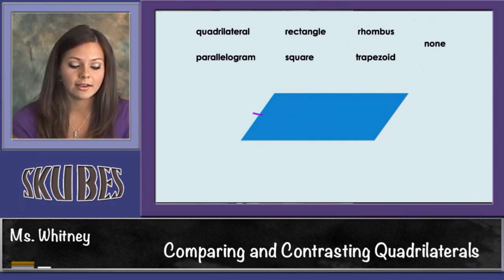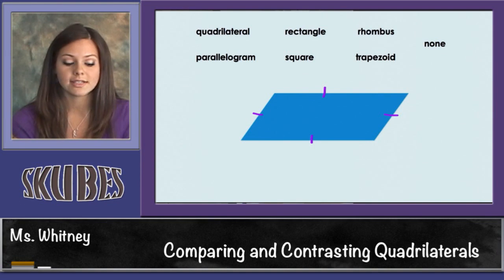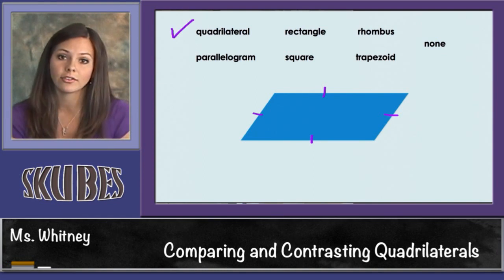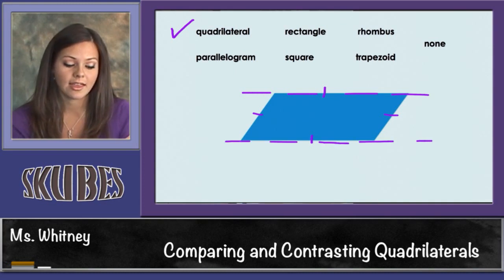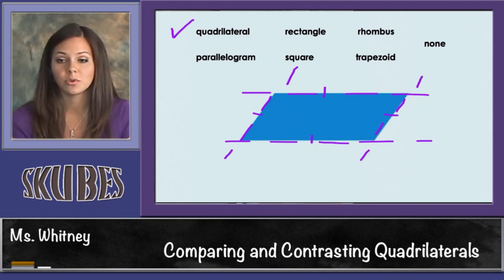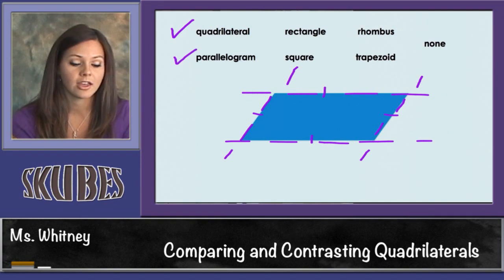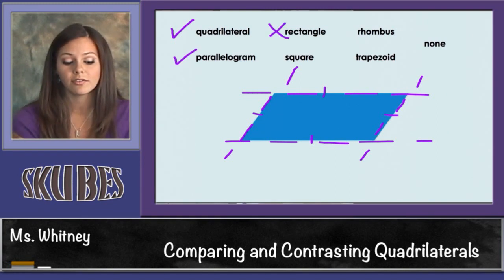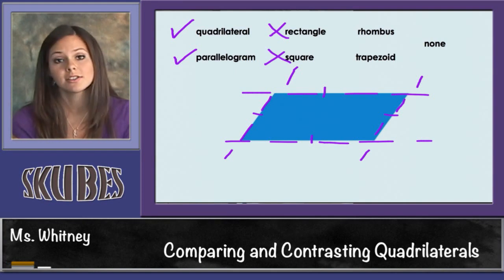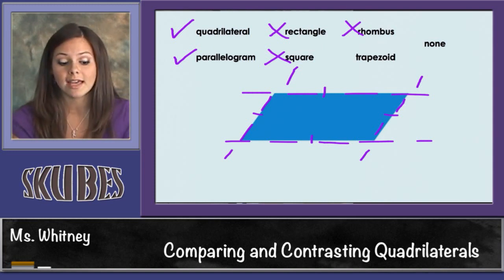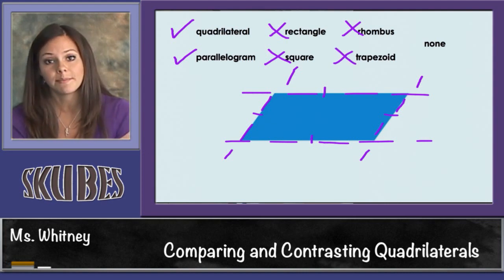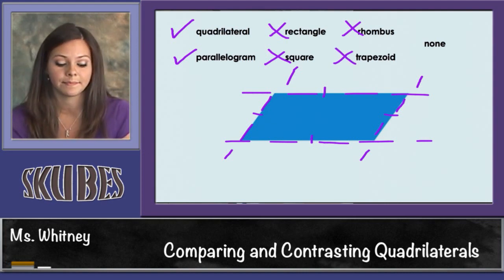In this shape, we count 1, 2, 3, 4 sides. It's a quadrilateral. We have one set of parallel sides and another, so a total of 2 sets of parallel sides, which makes this shape a parallelogram. We do not have right angles, so it's not a rectangle or a square. It also does not have 4 congruent sides, so it's not a rhombus. And it has more than one set of parallel sides, so it's not a trapezoid, which needs exactly one set.